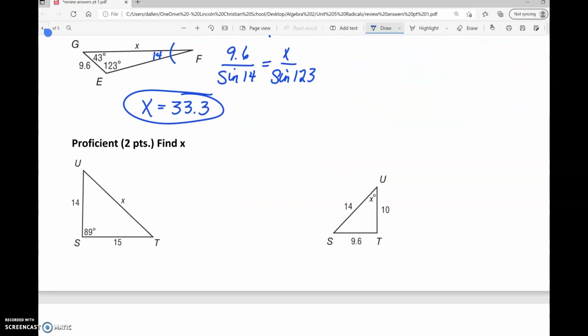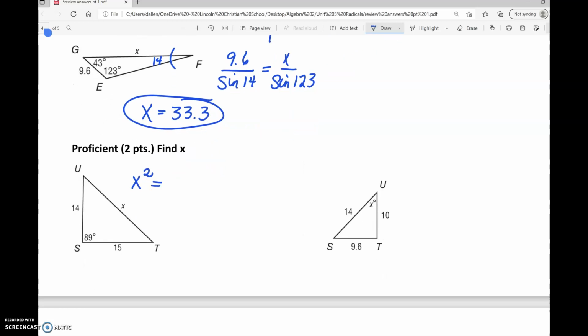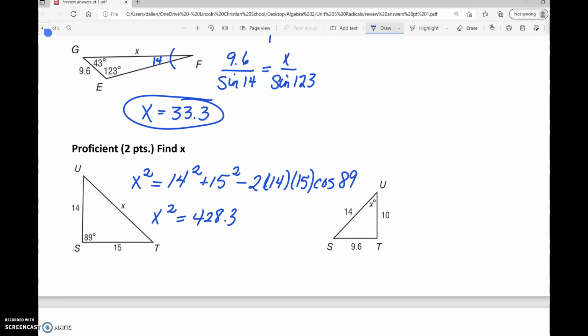Okay, so then these are law of cosines. So this would be set up x squared equals, and you'll have the two formulas, law of sines and law of cosines, just the formulas, the gray box on your notes. If you understand those, we do the sides around: 14 squared plus 15 squared minus 2 times 14 times 15 cosine 89. And then you should get x squared equals 428.3, and when you square root it, x is 20.7.